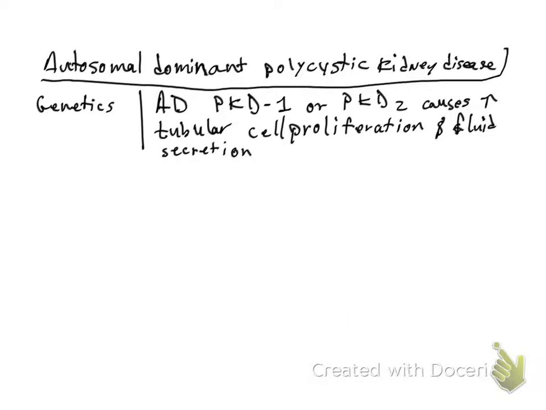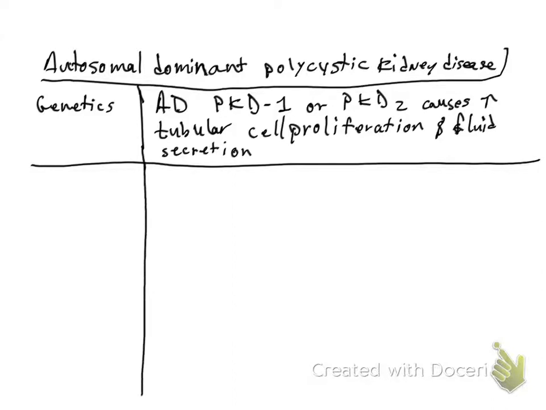Now let's talk a little bit more about the pathologic features of autosomal dominant polycystic kidney disease. What are some of those? I'm going to switch to blue. Now let's continue the pattern.